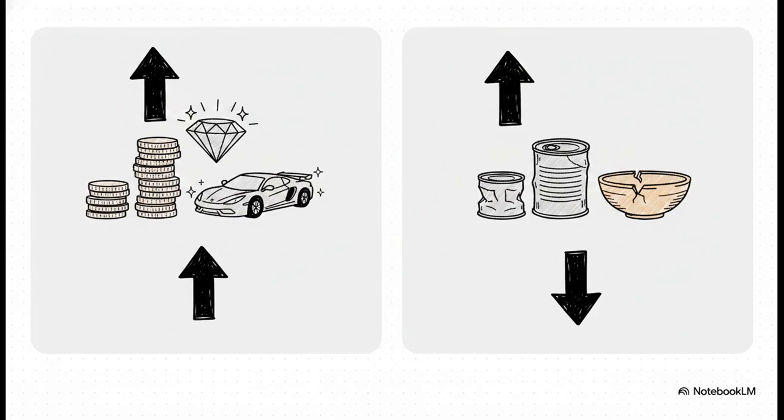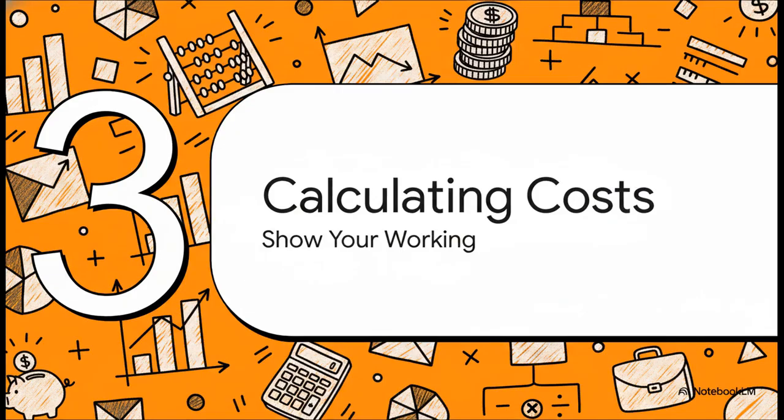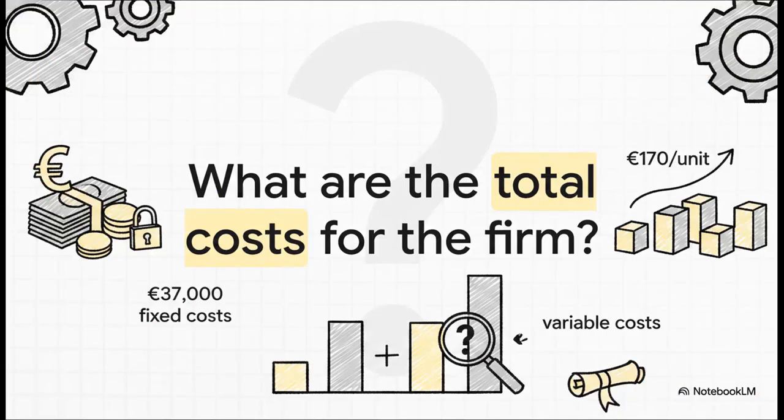Okay, time for Section 3, calculating costs with confidence. Always show your working. Let's look at a real, actual sample exam scenario testing that definition of total costs we learned just a second ago. Here's the setup. A firm has total fixed costs of 37,000 euros per month and variable costs of 170 euros per unit.